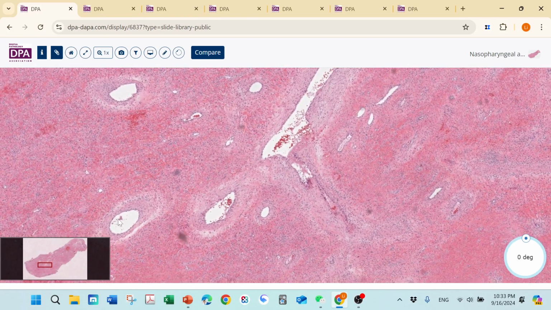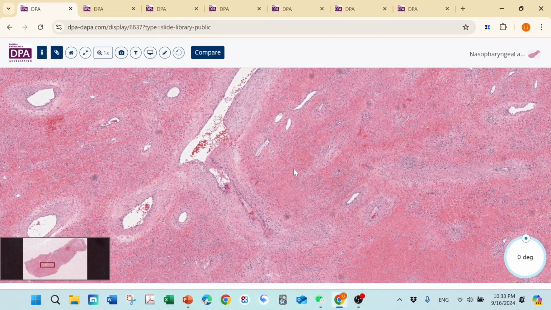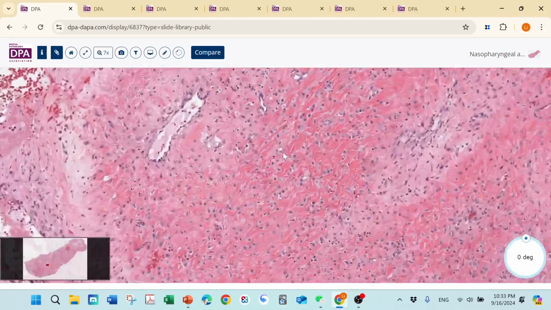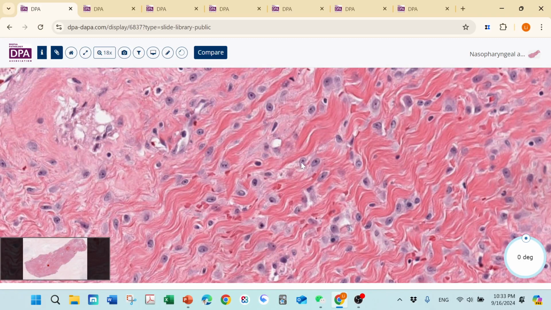And then between these vessels, we have this hypocellular area. You do not see tons of cells compared to other sarcomas. And then the characteristic finding of this sclerotic stroma. And then look at these bland looking spindle cells. They are beta-catenin positive and CD34 negative. Some cells look the same.